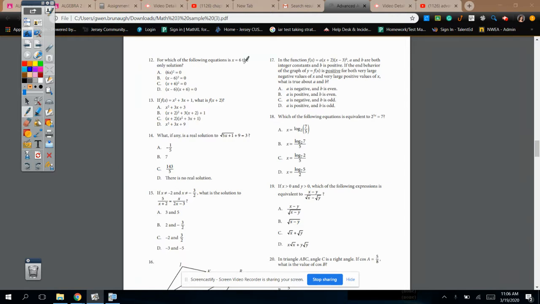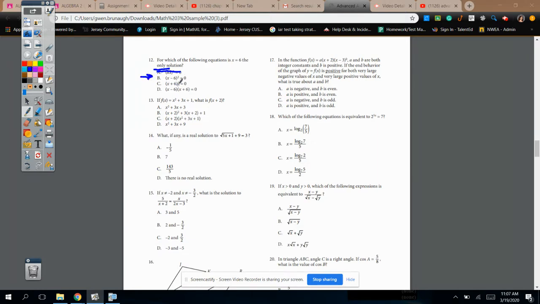For which of the following is x equals 6 the only solution? I think you have to have some knowledge personally, in my opinion here. Is 6 a solution here? No. 6 times 6 is 36. 36 squared does not equal 0. Now, 6 is a solution here. 6 minus 6 squared is 0. 0 squared is 0. So it could be B.